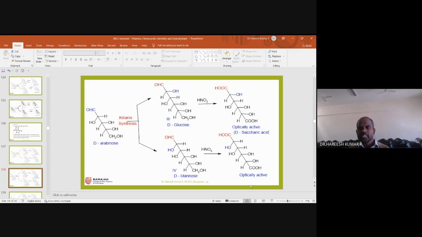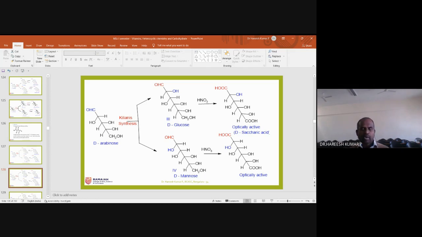In this one, both are optically active. The obtained dicarboxylic acids are both optically active compounds because there is no plane of symmetry. Here also there is no plane of symmetry. That is the reason both the compounds are optically active. So this is about how arabinose is converted into D-glucose and D-mannose.